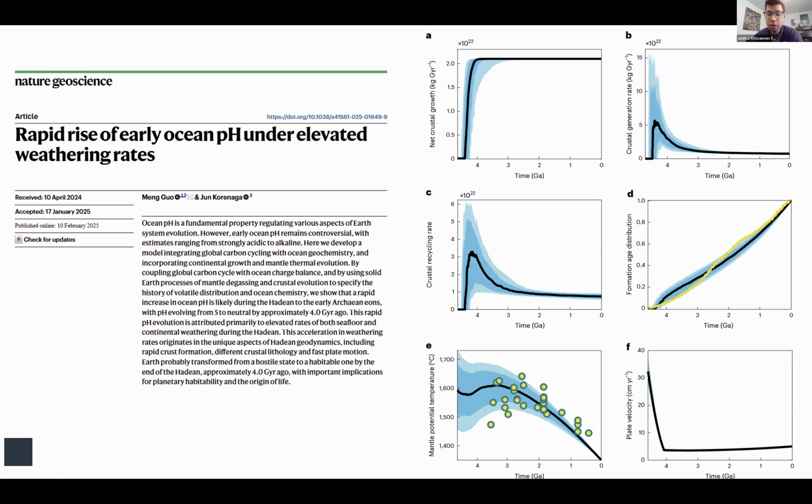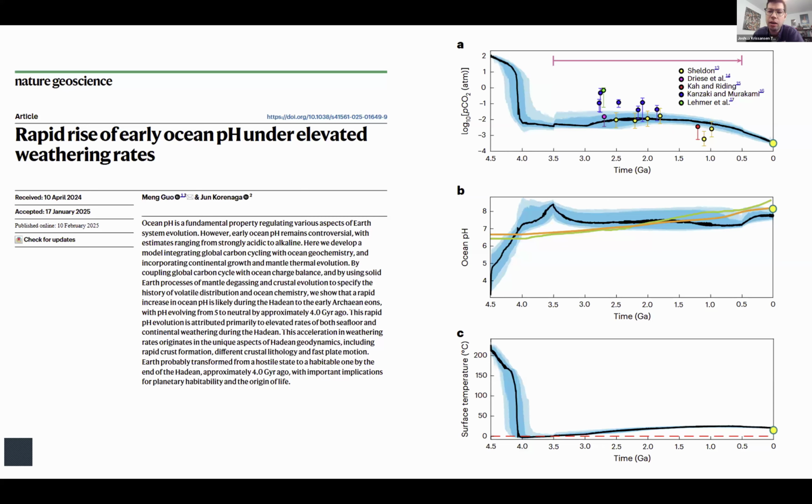But if you use that as an input, then you do get a somewhat different CO2 and temperature evolution, in that you very rapidly remove CO2 from the atmosphere due to that high crustal production early on, and you very rapidly cool off the Earth to very temperate climates. So it's an interesting exploration. The extent to which you believe this depends on the extent to which you believe that model of Earth's interior evolution.